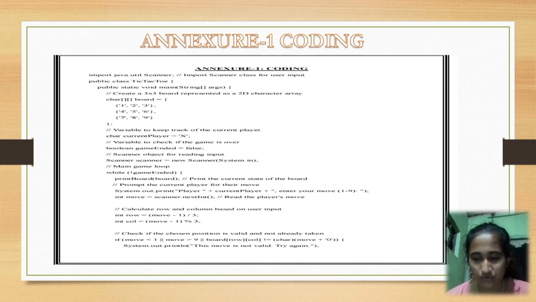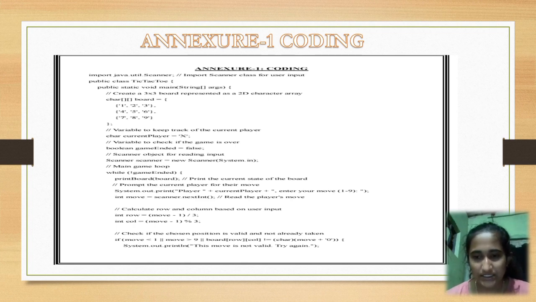Then the purpose of the code. This Java code allows two players to play tic-tac-toe interactively in the console. That is the main goal of the code. Then the program overview, where we will see how the program works. The program allows players to take turns, input moves, check for winners and display the board. This is the main overview of the code.